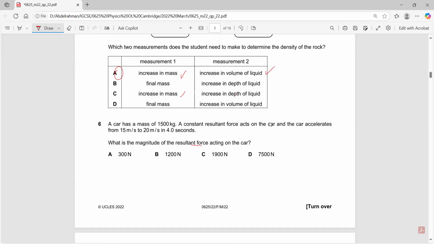You can say force equals mass times acceleration, or you can say Ft equals mv minus mu. Both are the same. Okay, so if you say Ft equals mv minus mu, the force times the time of 4 seconds would be equal to 1500 times 20 minus 1500 times 15, and then you divide this by 4, giving you a force of 1900 newtons, right? Okay.